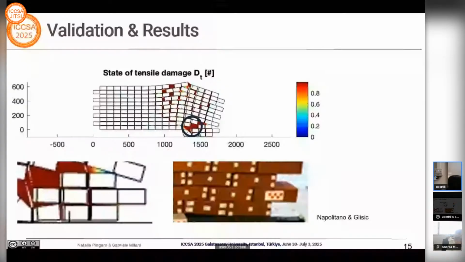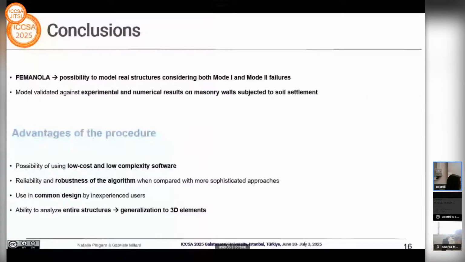So to conclude this presentation, I presented you Femanola, which stands for Finite Element Masonry Non Linear Analysis, which is a new software implemented in order to simulate the failure of structures under both mode 1 and 2, and give us the ability to analyze different benchmarks. Here I present only one, which is referred to a masonry wall subjected to soil settlement, but we are working on masonry arches, masonry triplet test, and other benchmarks.